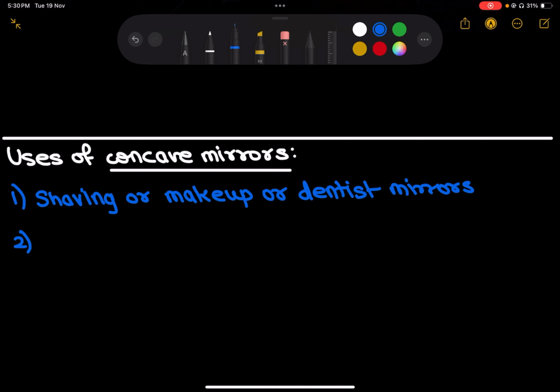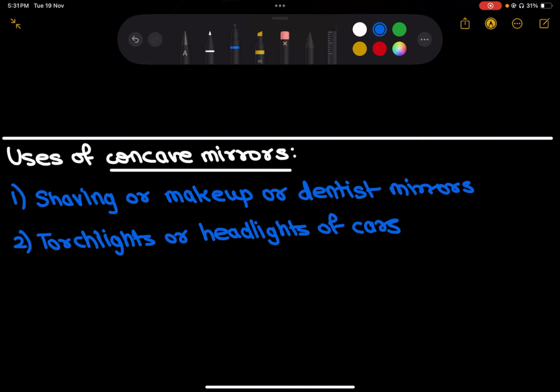Okay, the second use is in torchlights or the headlights of cars. How? See, the bulb of the torchlight is placed at the focus. Now, from the focus, the light is thrown at the mirror. These surfaces, the sides of the torchlight, are a metallic silver color. So these are concave reflecting surfaces.